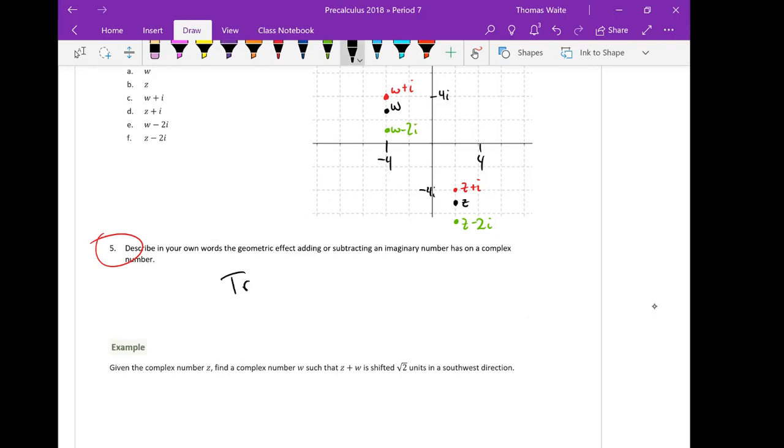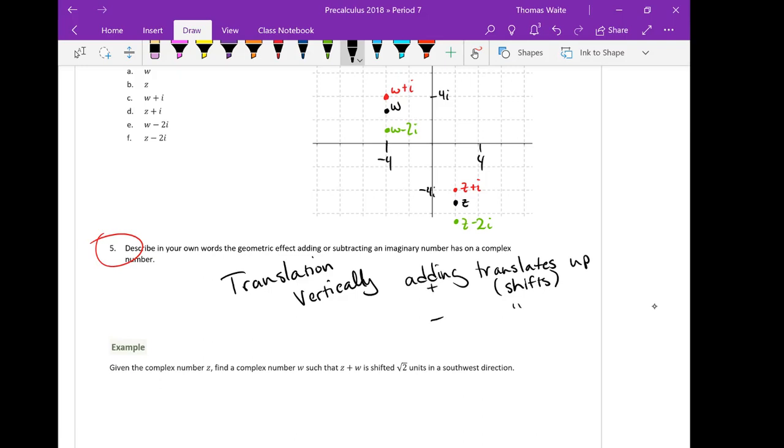So again, I'm going to call this a translation vertically. And then if we want to be more specific, we would say adding translates, you can also say shifts up, subtracting shifts down. So just really brief notes for us to kind of get a feel.